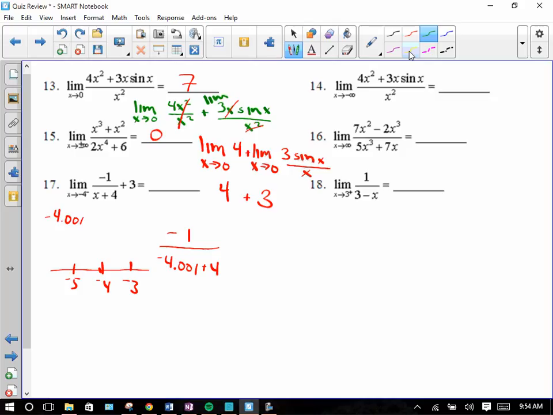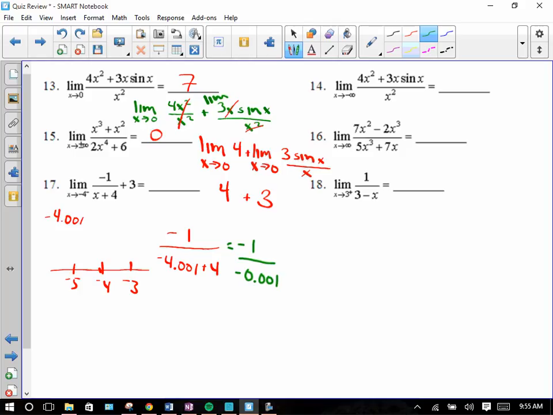So I have -1 divided by -4.001 plus 4. That's going to give me -0.001. Why do I make x this? Because I'm coming from the left, so as x approaches -4 from the left, I'm getting very close to -4. This side is -4.0001, just a little bit more negative. This side would be like -3.9999. So I'm choosing a number very close. You can calculate at 3 decimal places, so I'm going 3 decimal places.